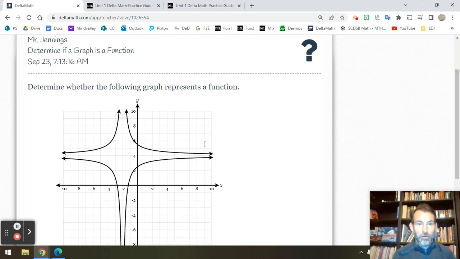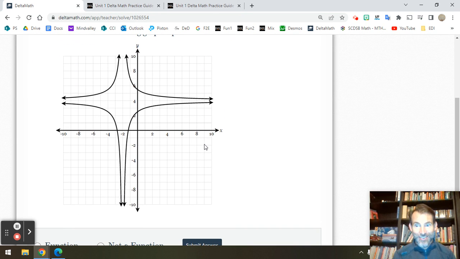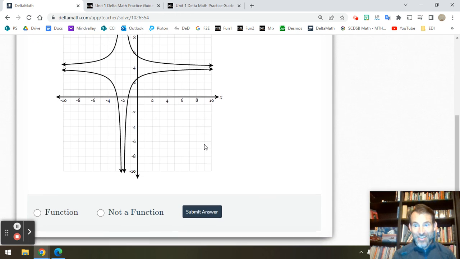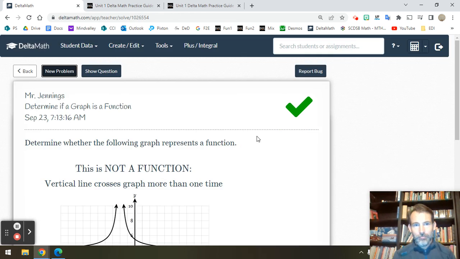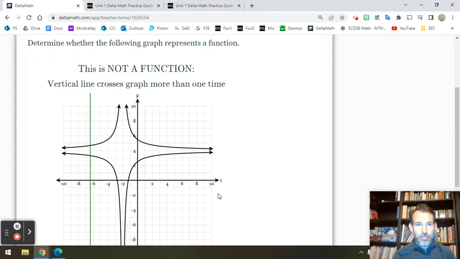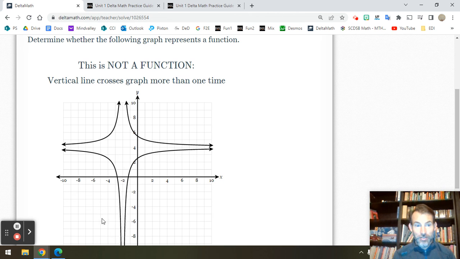Let's look at another one. Oh dear, that is not a function. Not at all. Vertical line crosses it. 2 points, 2 points, 2 points, 2 points, 2 points. So it's not a function.